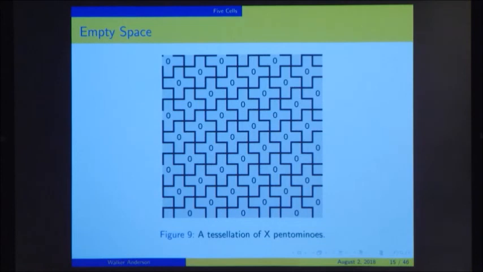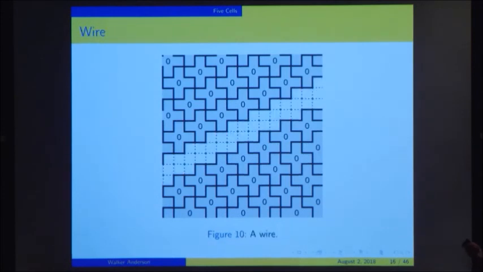So first, here's the empty space. It's a tessellation of X-shaped pentominoes. Pentominoes are 5 square shapes. Each 0 clue here determines a single pentomino. Now the wire is put in the empty space between these pentominoes.